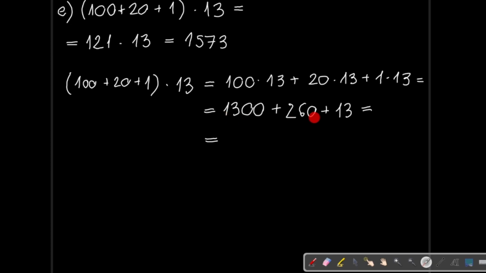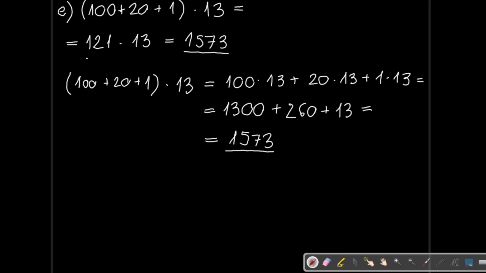1,560. 1,573. Again, we get the same result. We just used a different approach. Now, which one was easier for you?